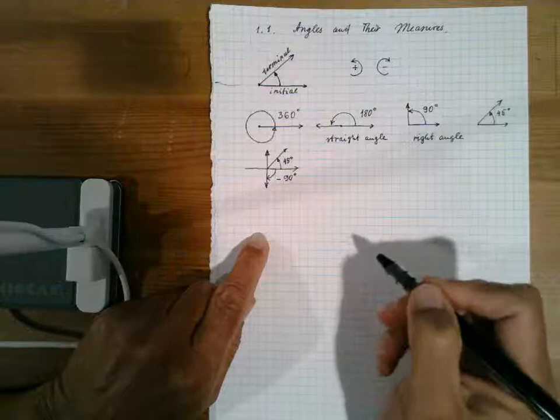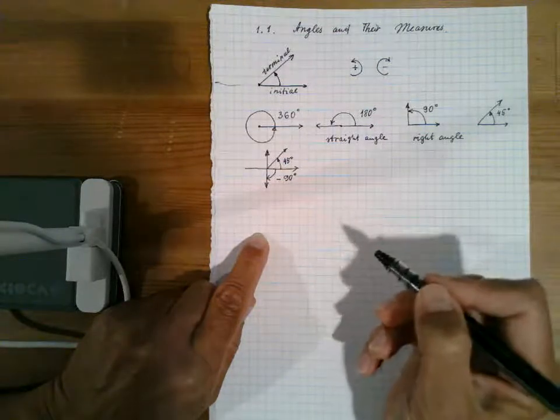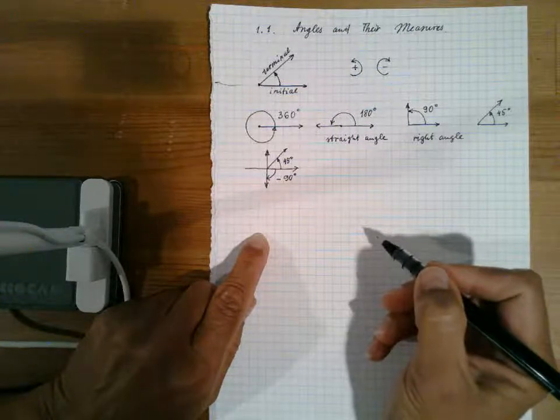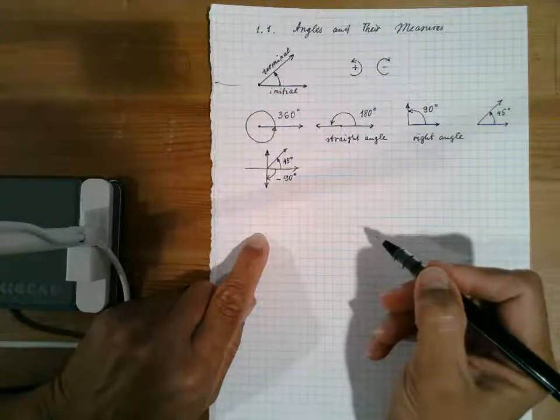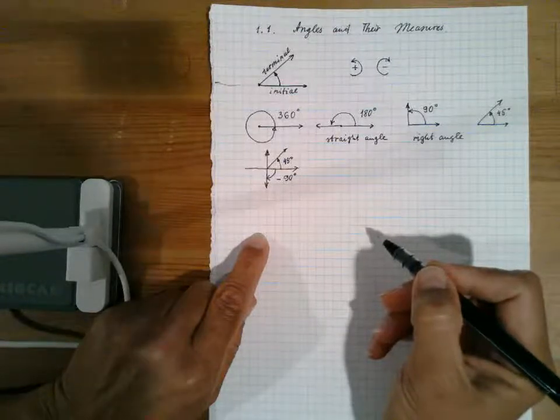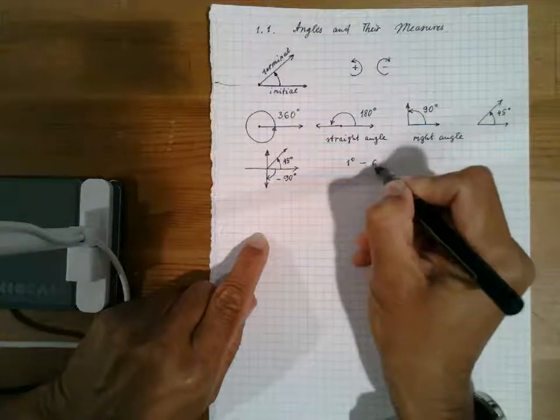Well, since a long time ago, people realized that degrees are not fine enough to measure smaller angles. And they divided degrees into subdivisions. The subdivisions are minutes and seconds. Exactly like an hour, right? One hour is divided into 60 minutes.